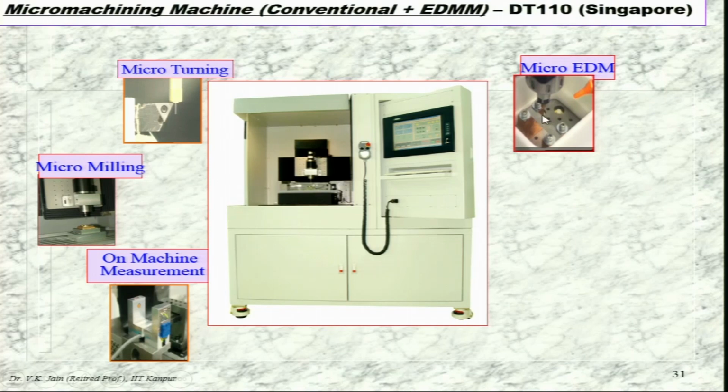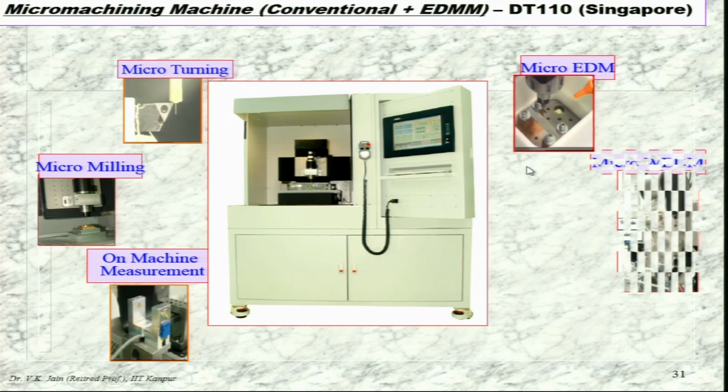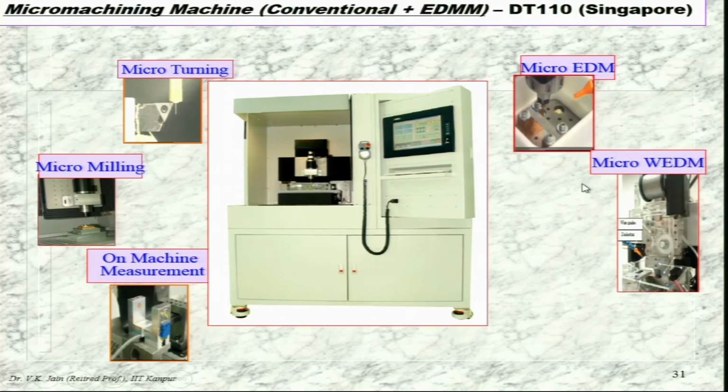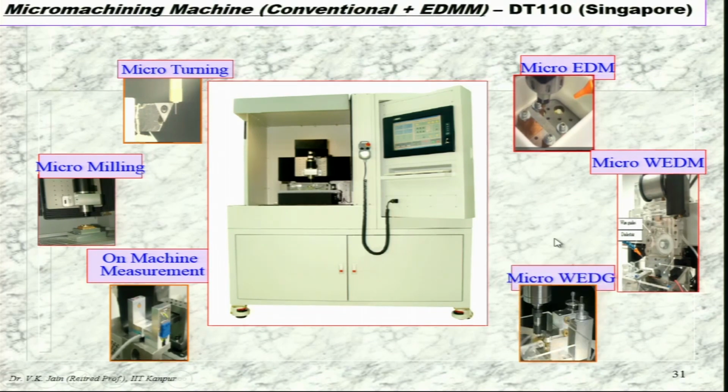This is the micro EDM process. Here the micro tool is there and dielectric flushing will take place and you will get the micro EDM process done over there. And the micro wire EDM process can also be performed. This is a wire arrangement for traveling the wire, and the wire diameter is only a few tenths of microns. And then micro wire electric discharge grinding can also take place. That means the grinding operation as well as wire EDM are both taking place simultaneously.